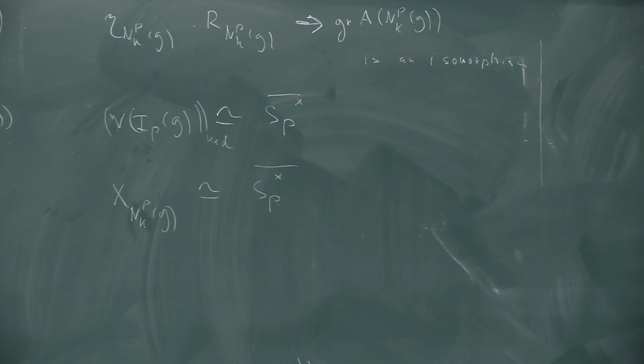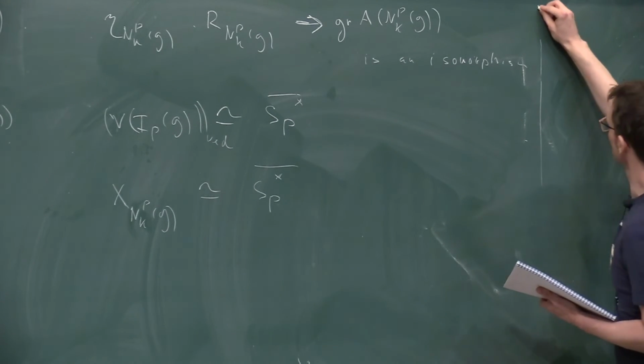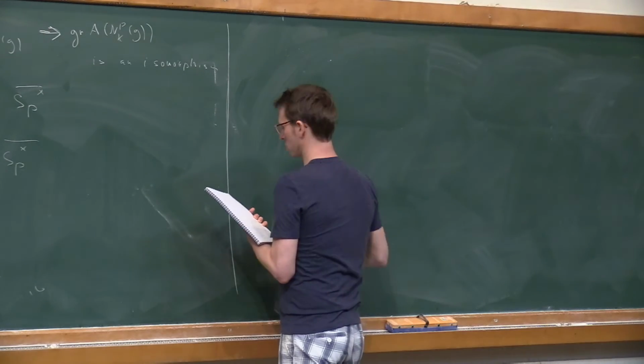So, the answer is that in some cases it's simple. If it's not simple, we can get information about the simple quotient. So we will get the following.